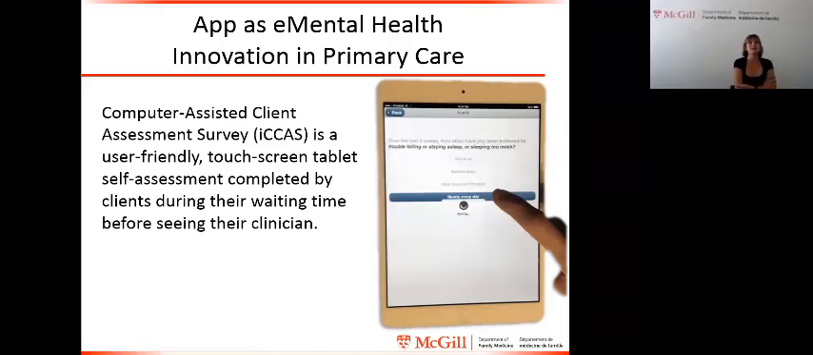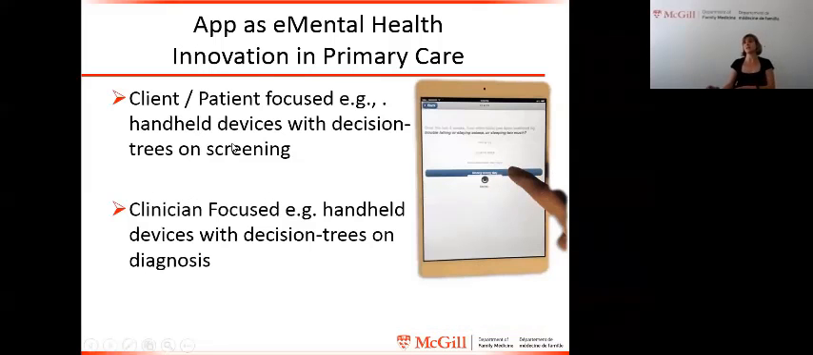So what is ICAS? It's a computer assistant client assessment survey. So we like to think it's user-friendly, as actually some of the participants identify. So basically, I think everyone is familiar. It's a touch screen survey. They try to understand and assess the mental health data of clients. What is nice is that the clients are using it before seeing the primary healthcare providers.